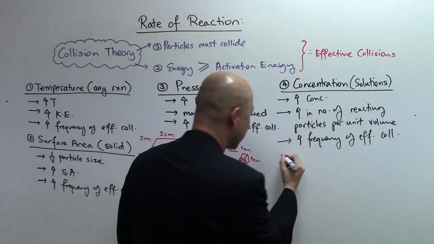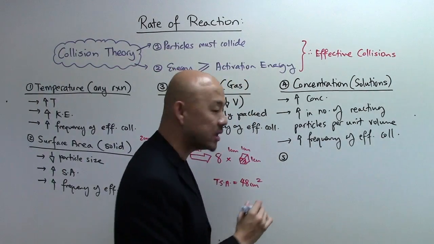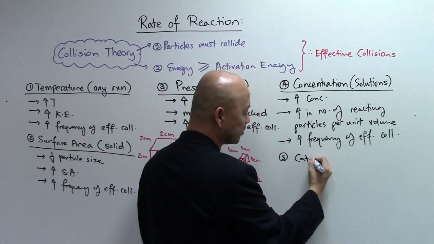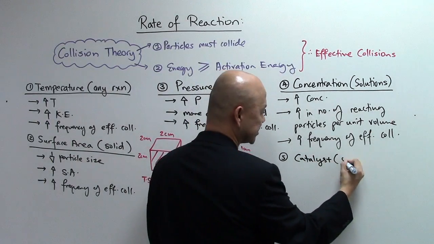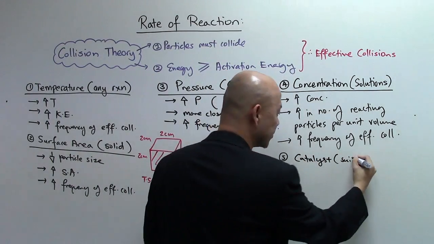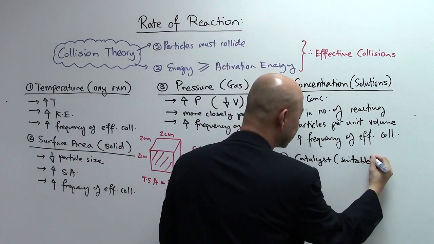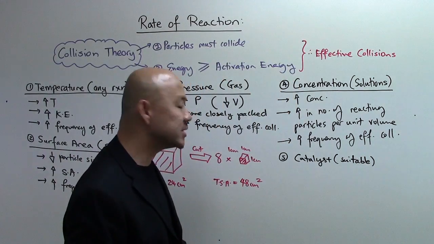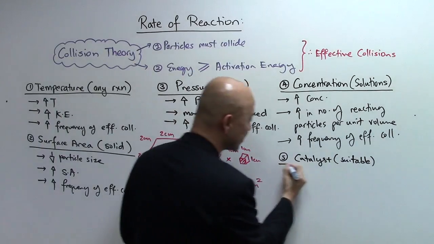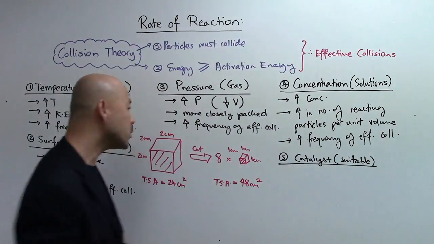And we have number 5. This one is when you add in a suitable catalyst. Alright, different chemical reactions will be affected by different catalysts. That's why we always say it must be a suitable catalyst. Right? So this is the 5th one.